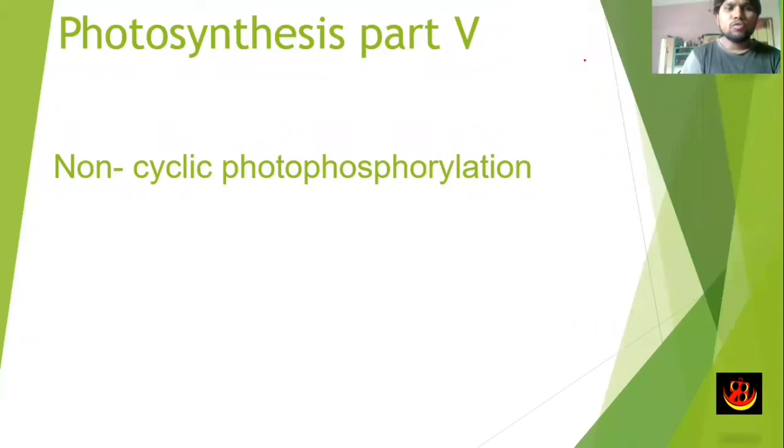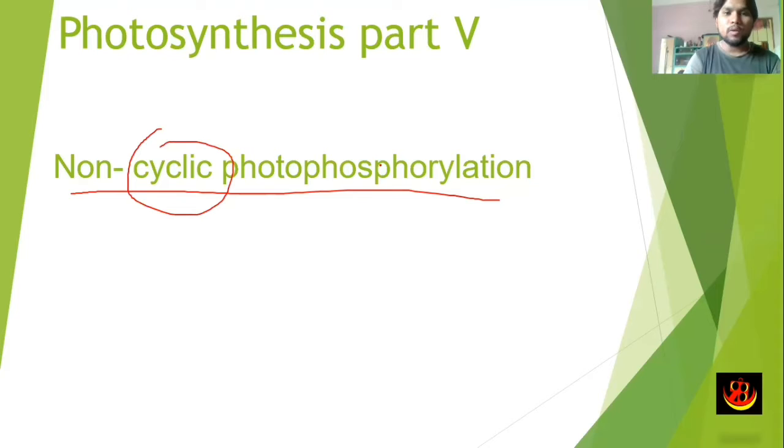Hello guys. So today we are going to discuss non-cyclic photophosphorylation. In the photosynthesis process, the electron is passing from the oxygen evolving complex to its electron receivers via two processes. One is non-cyclic photophosphorylation and another one is cyclic. So there are two processes for photophosphorylation.